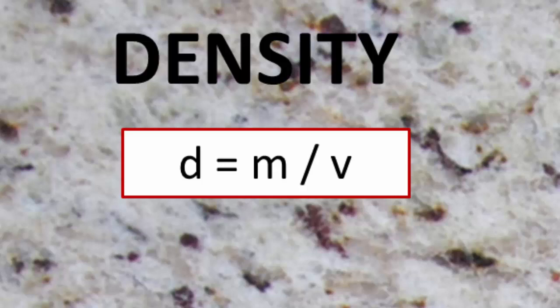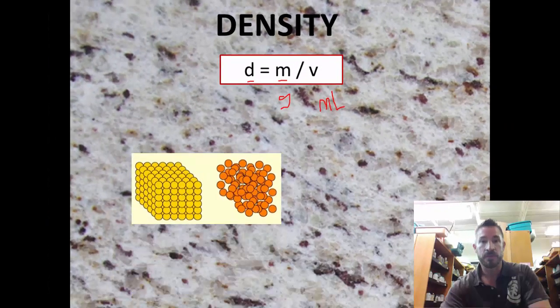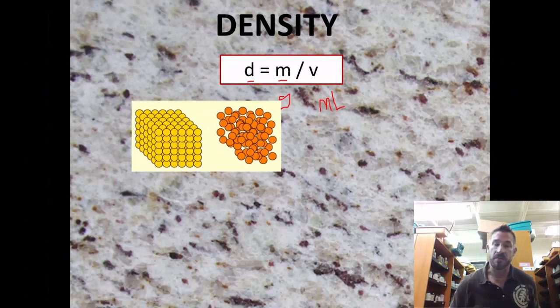I think most people know density, which we represent with the letter D, is equal to mass, which we usually measure in grams, divided by volume, which we can measure in milliliters, or you'll see in the video we also use centimeters cubed. What is something that's dense versus something that's not dense?